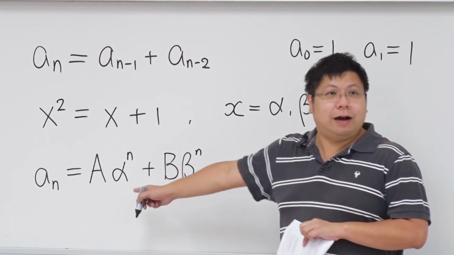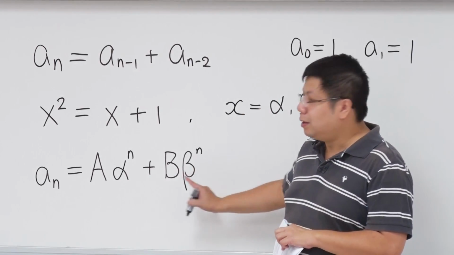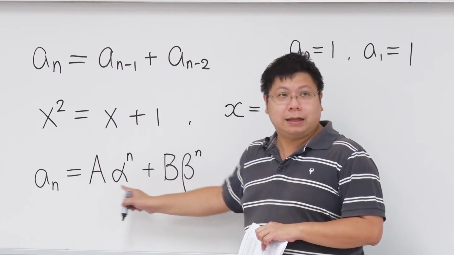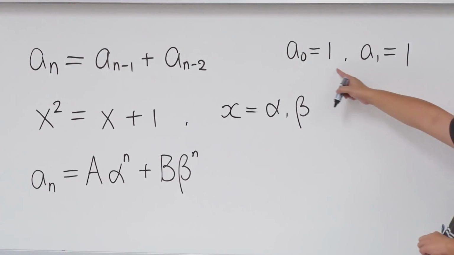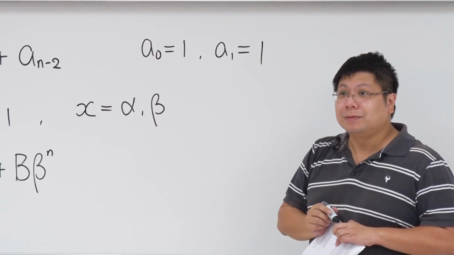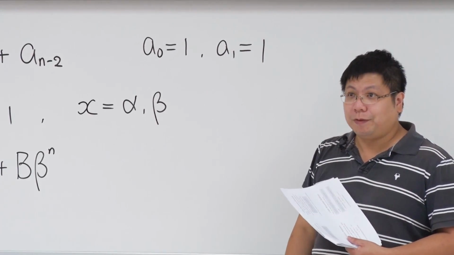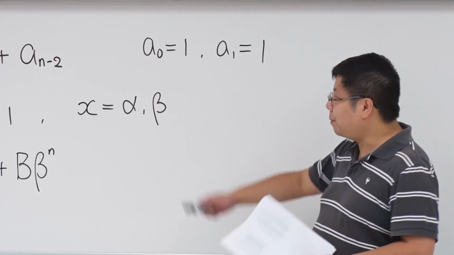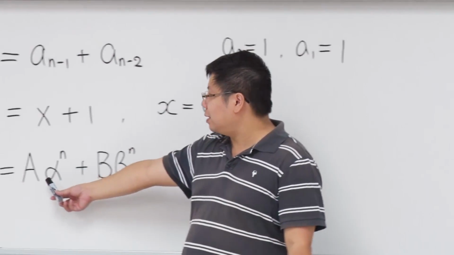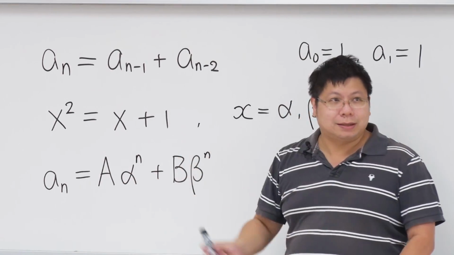Is that okay? Alpha and beta are all known. These are constants. The only thing is we don't know this A and this B. This A and this B will depend on the initial values of a0 and a1. Is that okay? So this example is exactly the recurrence for the Fibonacci numbers. By using this, we will be able to find out what A and B are, and then overall, we get the solution.